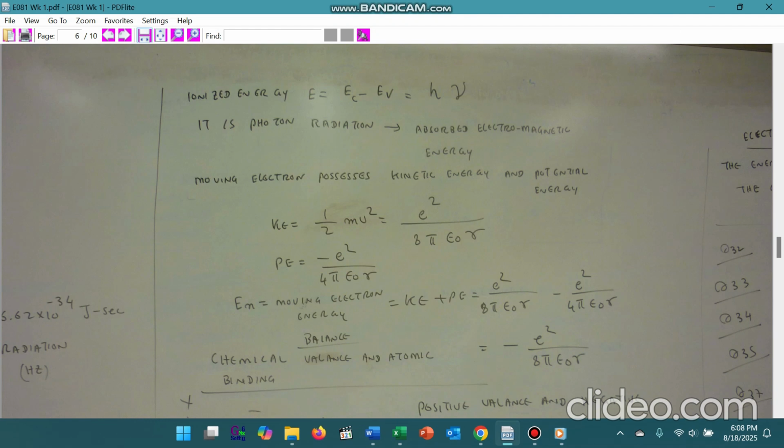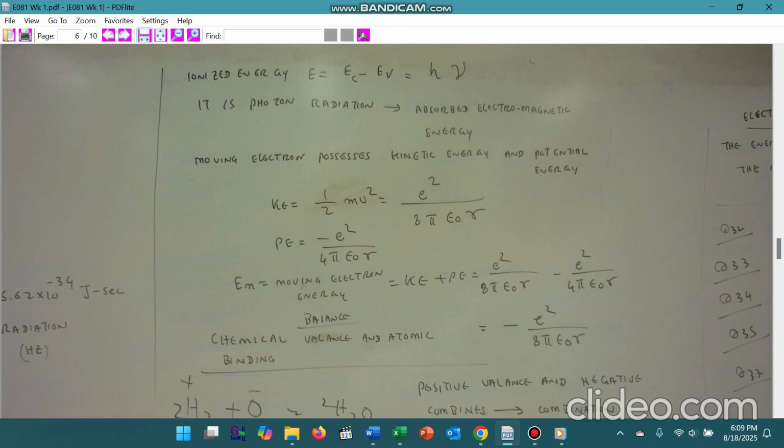So this energy will be E, in this case you see the two energy levels here, EC and EV, so E equals EC minus EV. This ionized energy means the energy inside the solar particles for motion. So E equals EC minus EV, and that equation can be written as E equal to h multiplied by v. So E equals EC minus EV equals h times v.